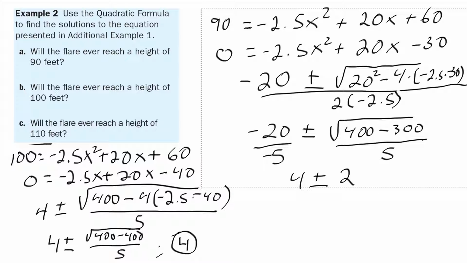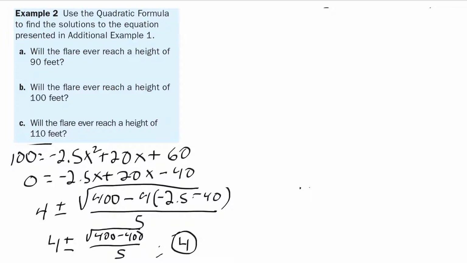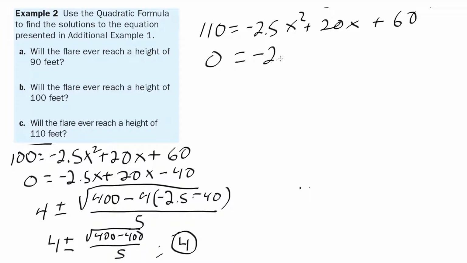And let's take a look at 110 feet. We know what happened here is there were no solutions. So what's that going to look like when we solve this? 110 equals a negative 2.5x squared plus 20x plus 60. So 110 from 60 will be a negative 50. So 0 equals a negative 2.5x squared plus 20x minus 50.